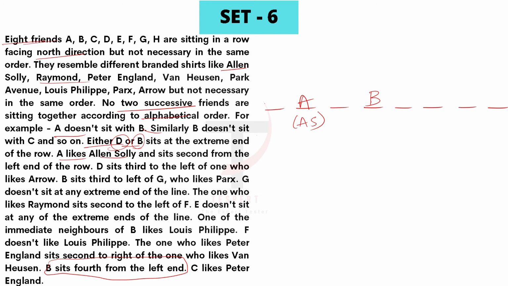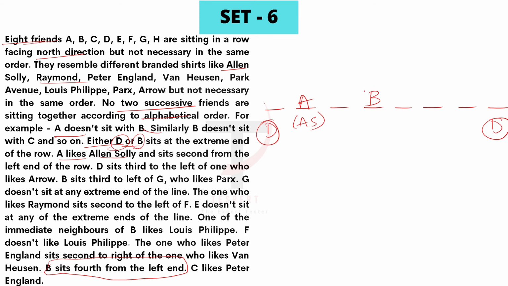Okay, so either B or D, but here we figured out that B doesn't sit at any of the extreme ends, so it must be D who can sit at any of the extreme ends. It can be at extreme right, or D can also sit at extreme left. We do not know that as of now.